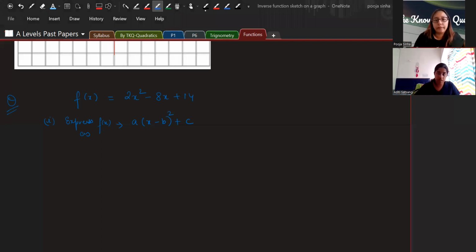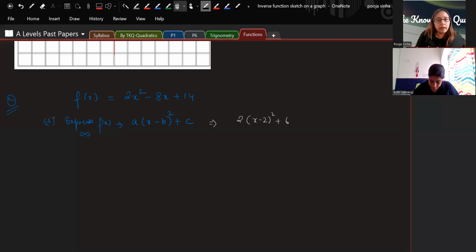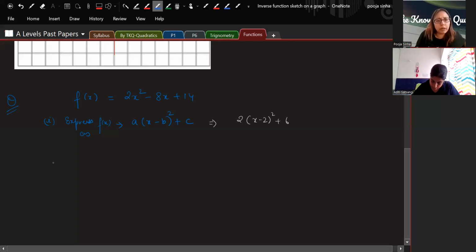Now sketch this graph. I think we already have a vertex point, so it'll be (2, 6). It won't be perfect, that's okay. In the second part, we will be asked to sketch it. Sketch f of x. This will be the minimum point in this case.